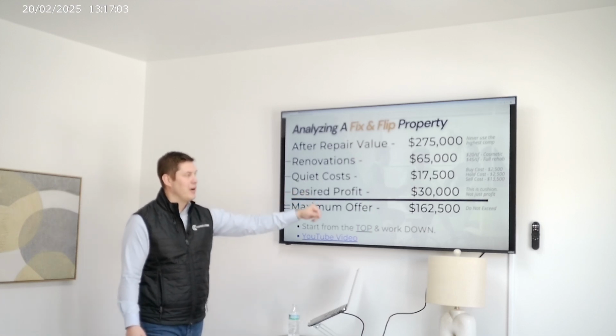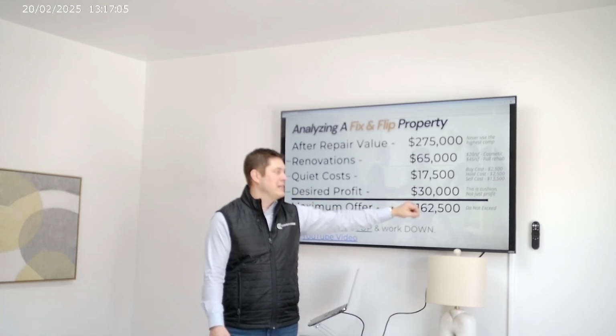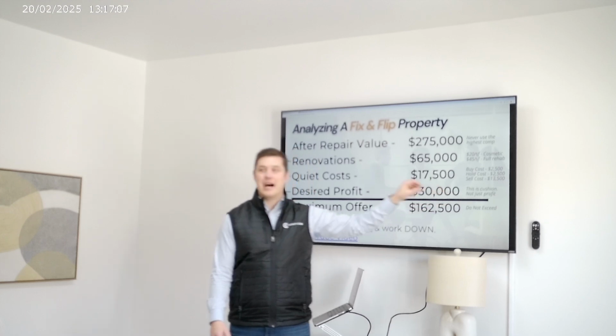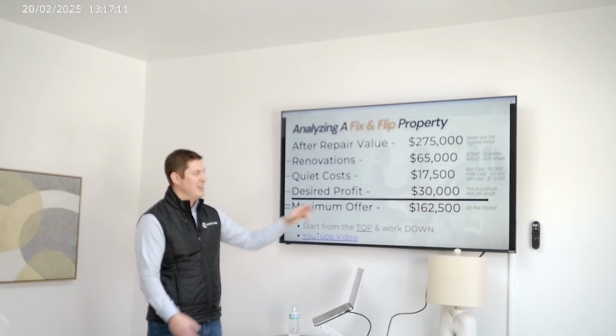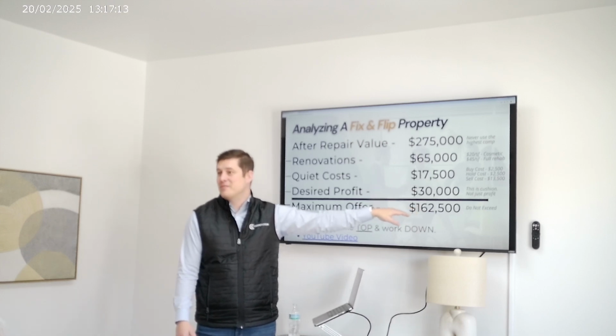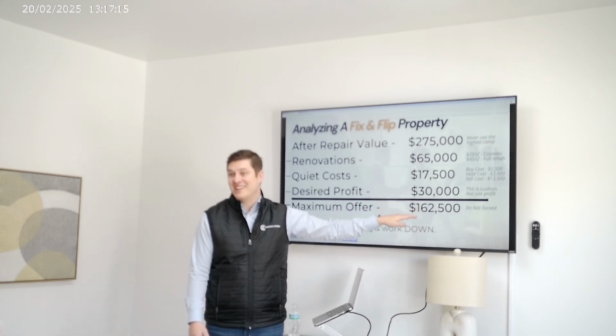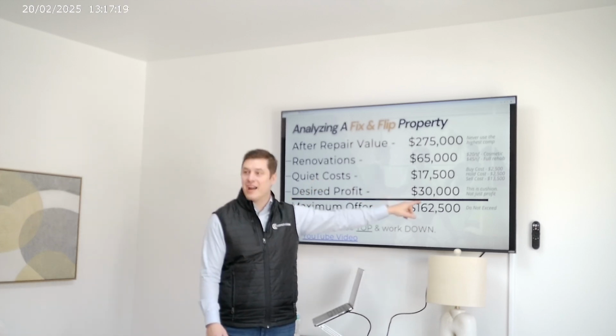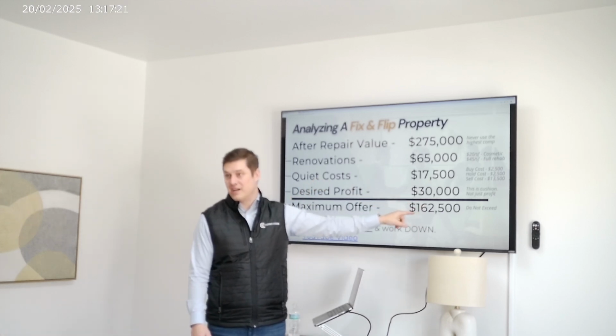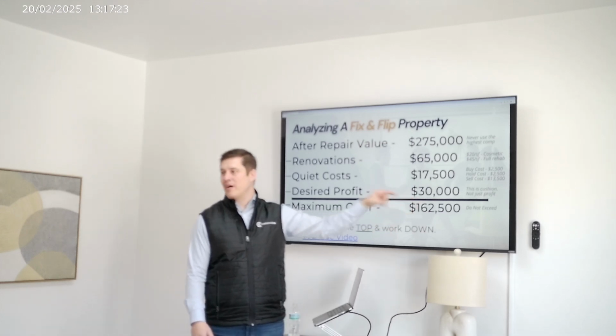And then desired profit. So it says here, this is a cushion, not just profit. Number one thing I see new people say all the time: I don't need 30 grand. I'd be fine if I flipped a house and made 8 grand. Guess what? Houses have things wrong with them. If you factor 8 grand, you're going to end up with 0 or negative 8 grand. So this is a cushion and a profit.